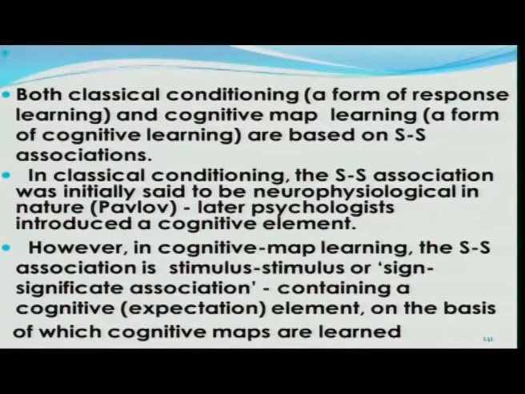This phrase implies that this association contains a cognitive element of expectation, on the basis of which cognitive maps are learned. It would not be too much of an error to point out that expectation in fact is supposed to be part also of the SS association that is talked about in the context of classical conditioning, and yet what is expected is fundamentally very different between classical conditioning and cognitive map learning.